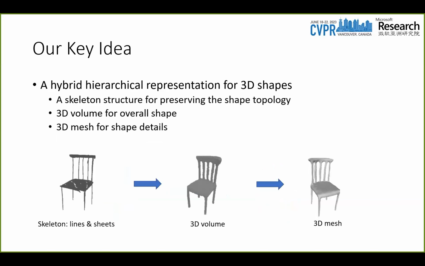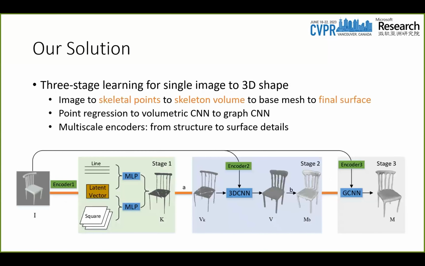Based on these key observations, we present a hybrid hierarchical representation for 3D shapes. In particular, as shown here, we model a 3D shape with a skeleton for shape topology, a discrete 3D volume for the overall shape, and a continuous 3D mesh for surface details. Based on this representation, we developed a learning scheme to learn 3 cascaded encoder-decoder networks for reconstructing a 3D shape from a single-view input image.